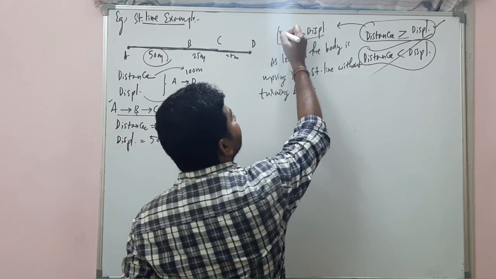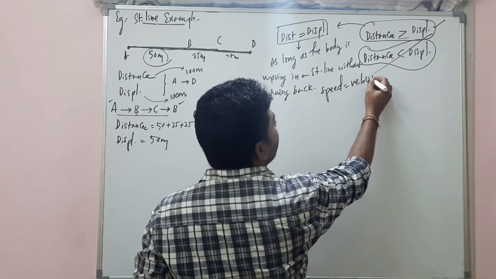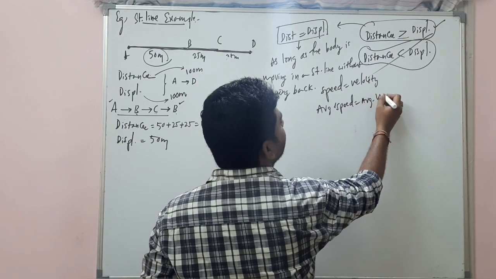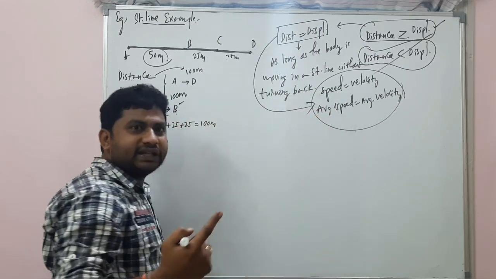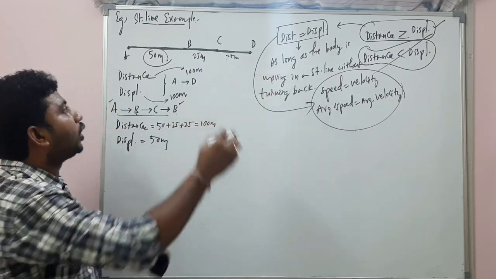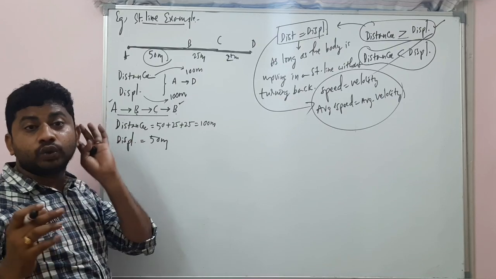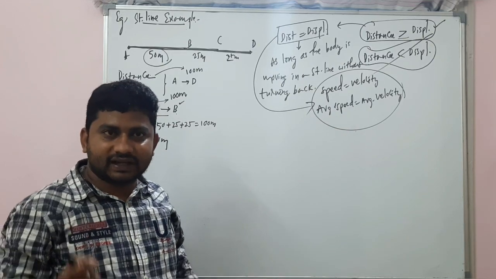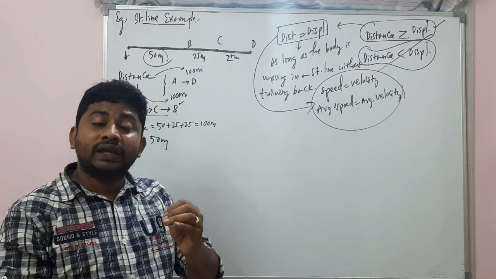I'm writing here itself. Distance is equal to displacement. Speed is equal to velocity. Average speed is equal to average velocity. Again and again I'm not going to tell you because many times we have done this in the basics. When? As long as the body is moving in a straight line without turning back. Once it starts turning back, the value of distance increases, the value of speed will increase, the value of average speed will increase. Clear? Alright? This is how we learn physics. This is how we develop our concepts.